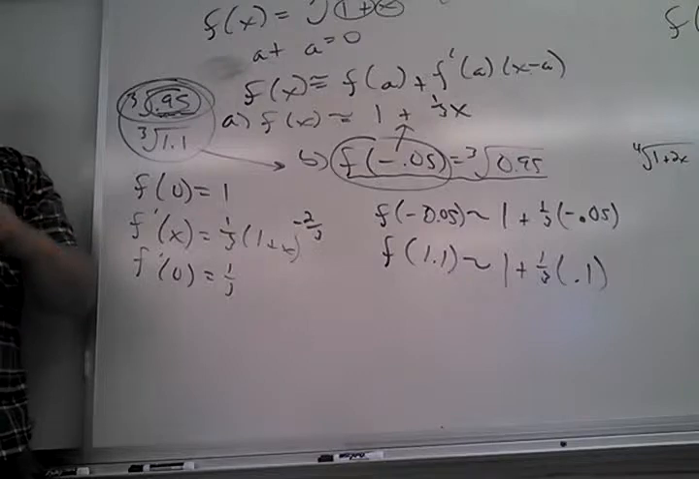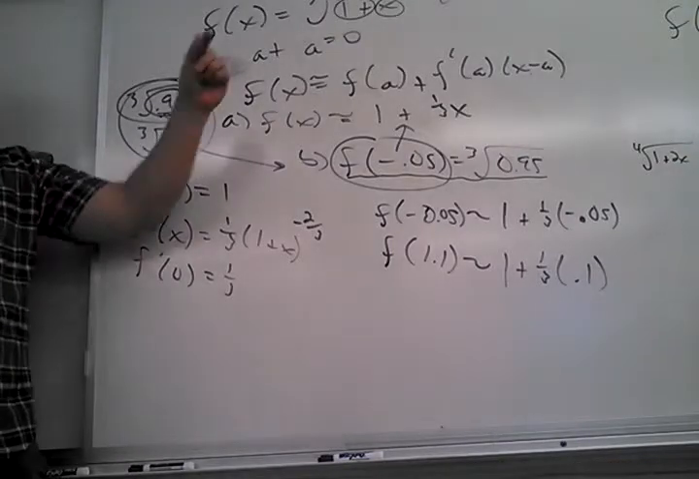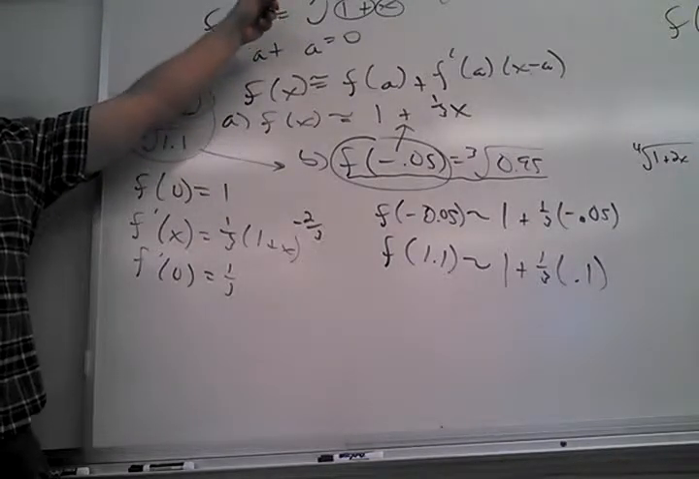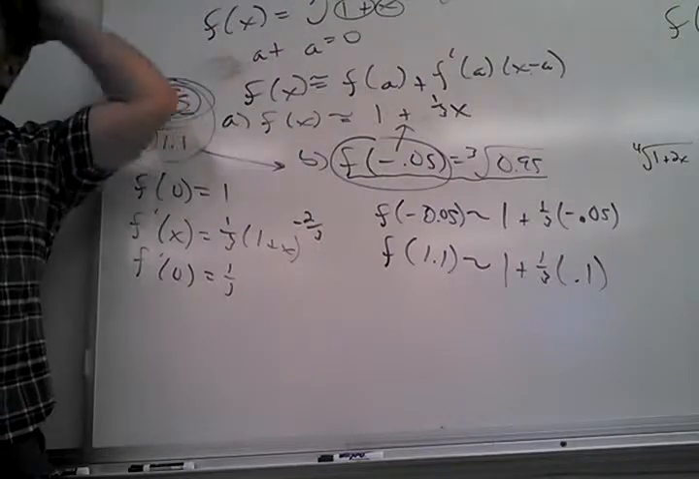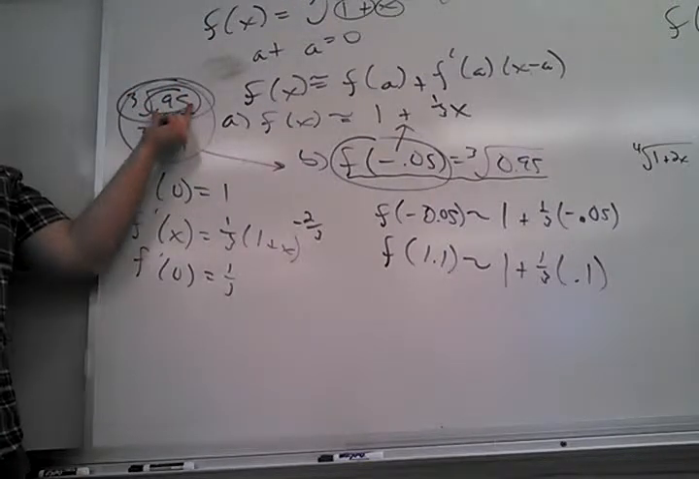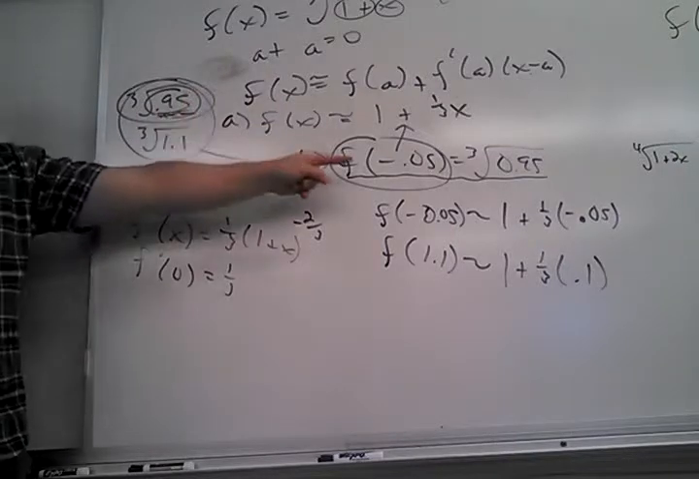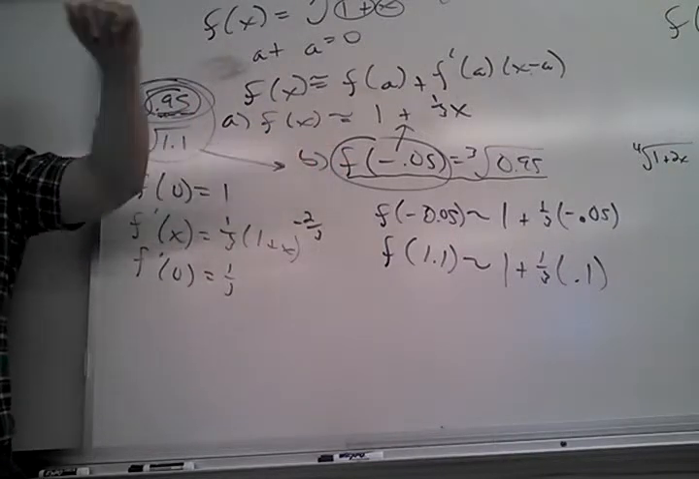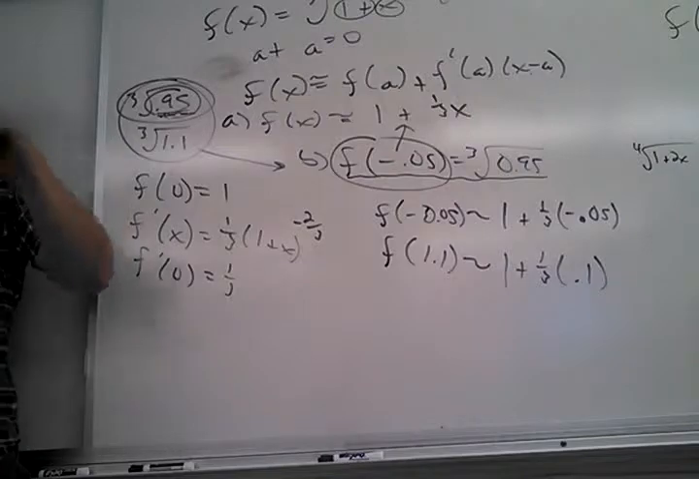f of 2 is not cube root of 2. f of 2 is cube root of 3. Right, so you have to be careful. If I want 0.95, it's not f of 0.95. It's f of negative 0.05. Okay, so let's investigate it.